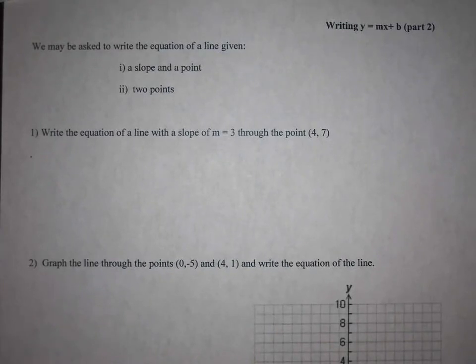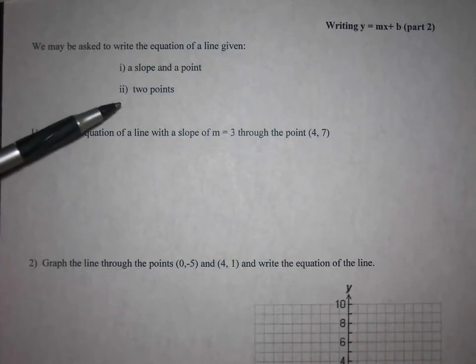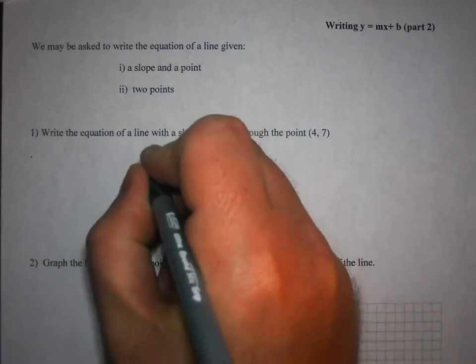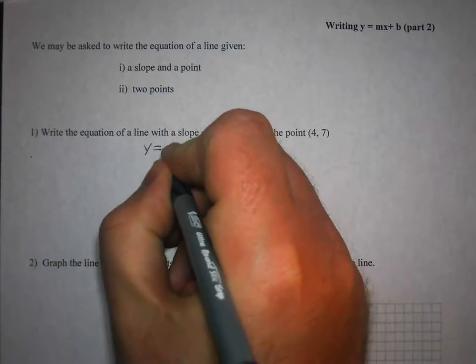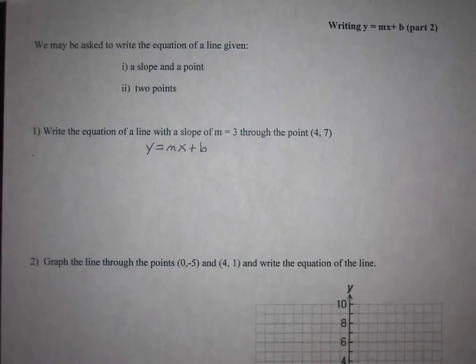We may be asked to write the equation of a line given a slope and a point, or 2 points. So in number 1, write the equation of a line with a slope of m equals 3 and passing through the point 4, 7. So remember that we have our slope-intercept equation of a line, which is y equals mx plus b.